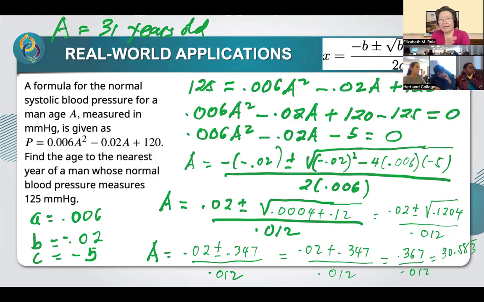So actually for 30 to 40, they have a range, all right? Some will be 125, others will be 130 and so on. So your answer for that is that a man who is 31 years old will have a normal blood pressure of 125 mmHg. So any question on that?